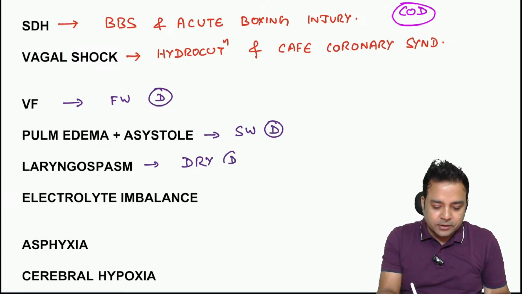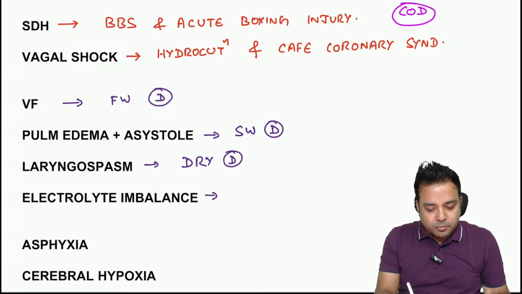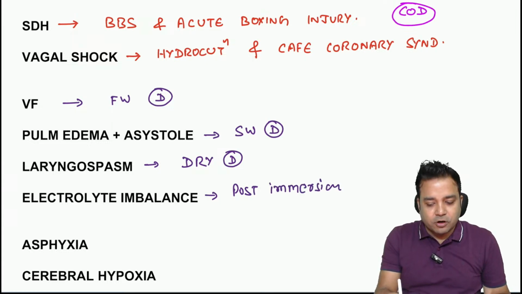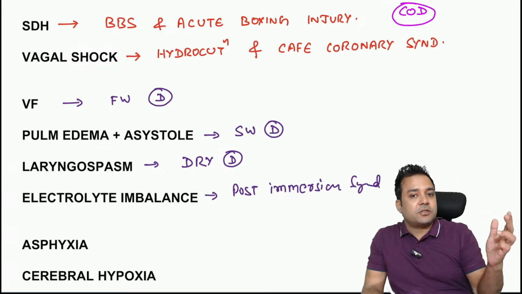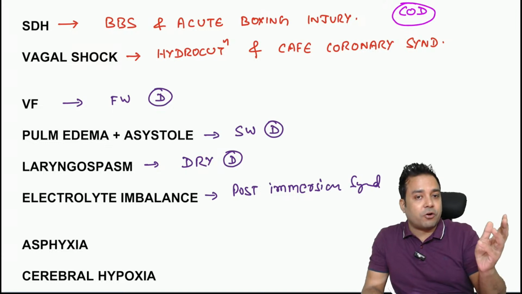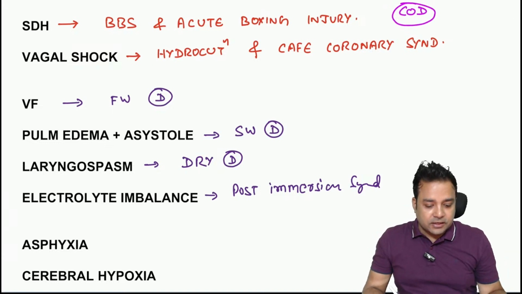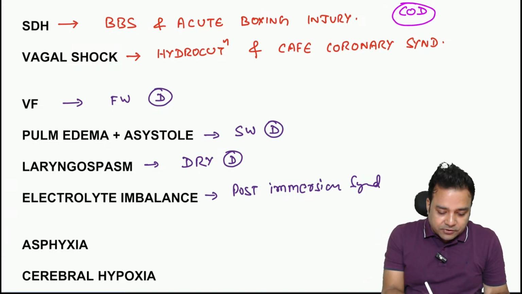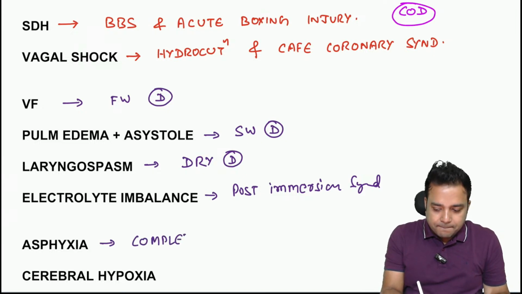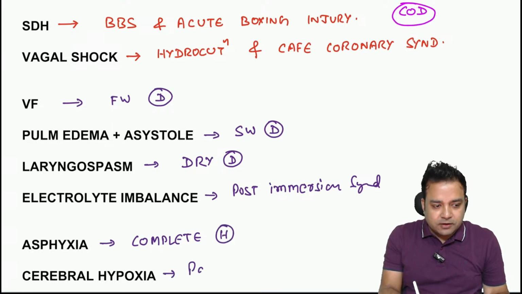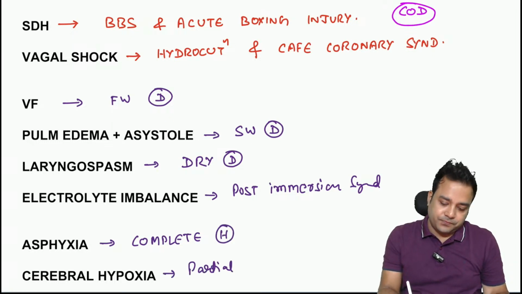D for drowning. Electrolyte imbalance is the most common cause of death in post-immersion syndrome, where a wet drowning case dies after 24 hours of drowning. So such cases become post-immersion syndrome cases or secondary drowning cases. So the most common cause of death is electrolyte imbalance. Asphyxia is the most common cause of death in complete hanging. Cerebral hypoxia is the most common cause of death in partial hanging.